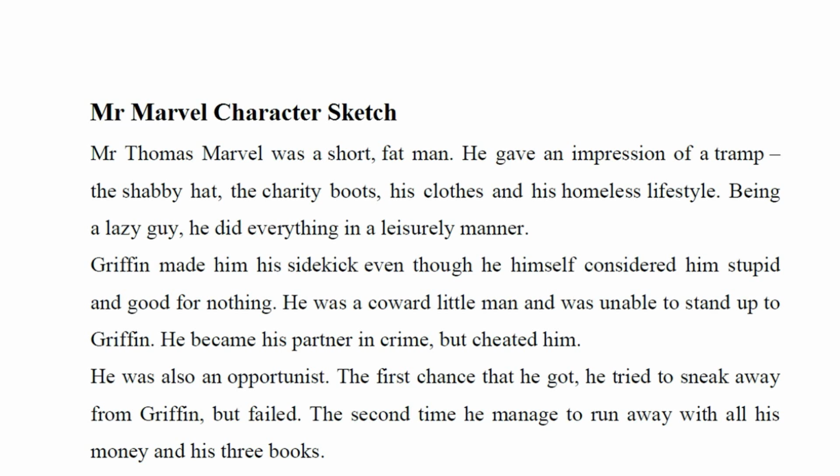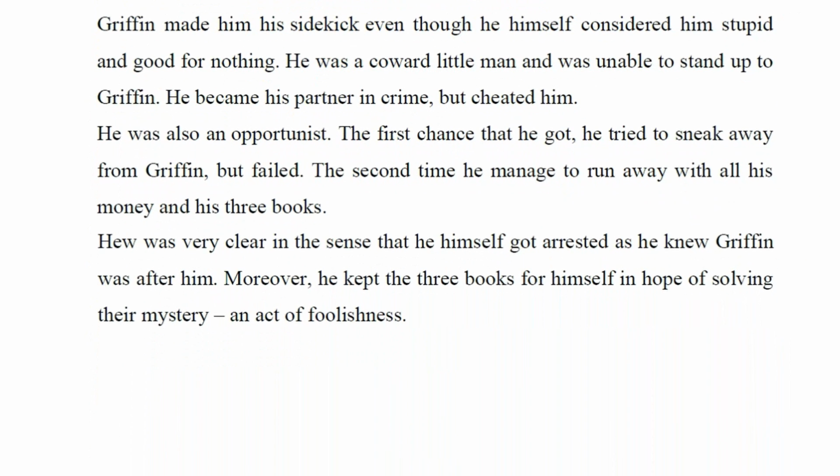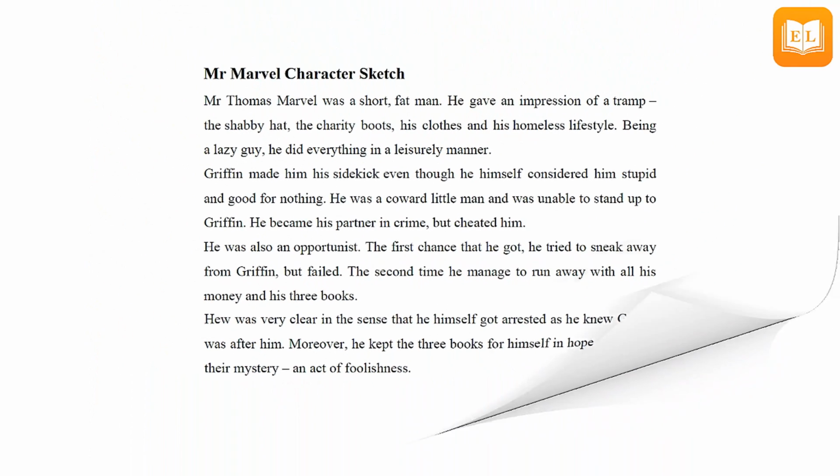The second time he managed to run away with all his money and his 3 books. He was very clever in the sense that he himself got arrested as he knew Griffin was after him. Moreover, he kept the 3 books for himself in hope of solving their mystery, an act of foolishness.